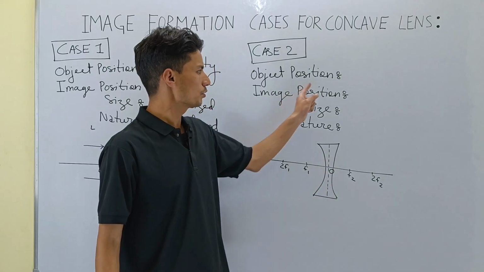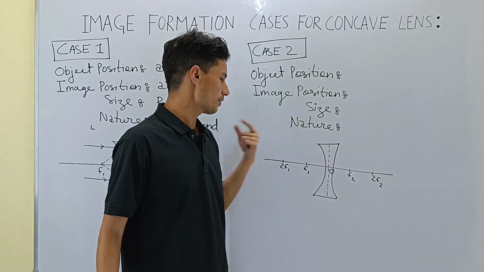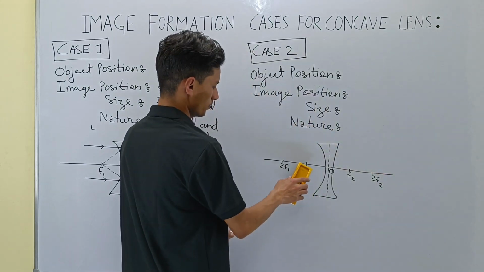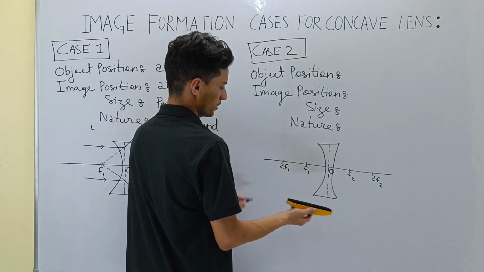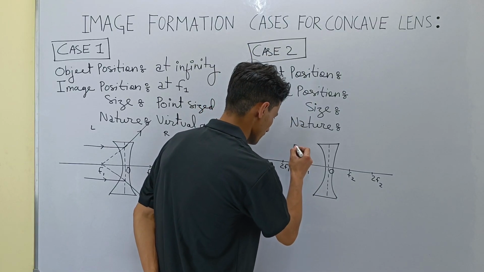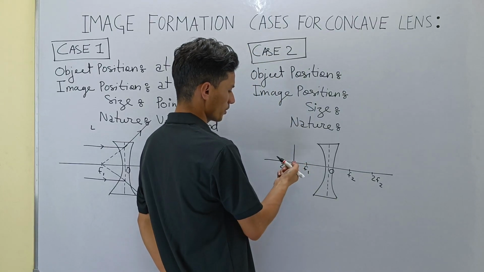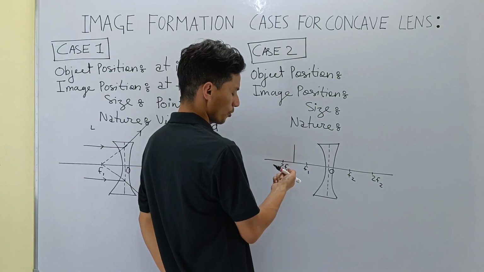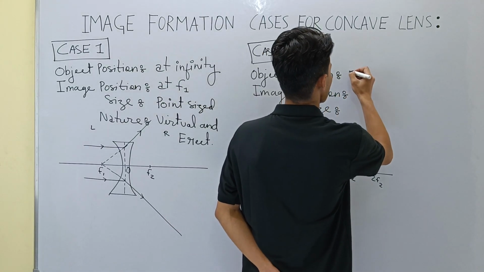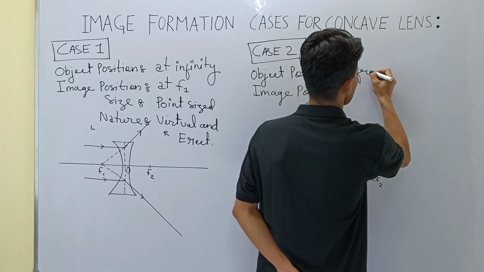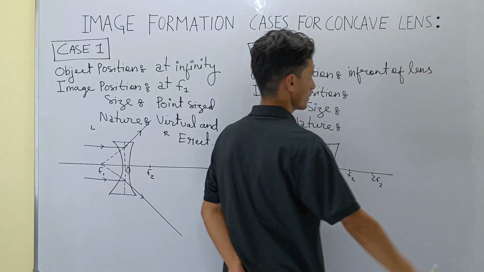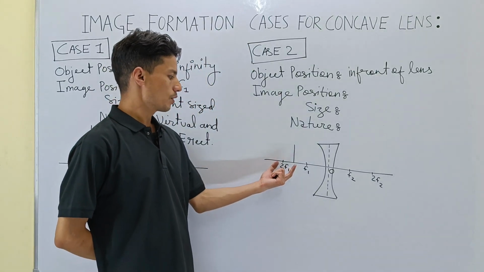No need to specify where it is. I've just drawn this to show you. No need to mention where the object is, just in front of the lens. We don't actually need this also, but let's just draw in front of the lens. So let the object stand here, in front of the lens. We're not going to write object between 2f1 and f1. We're just going to write object position in front of lens. We don't specify where the object is.